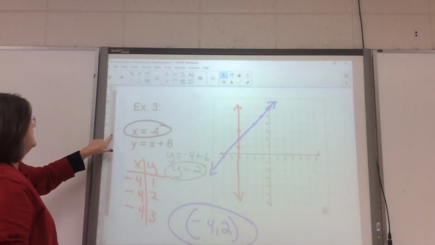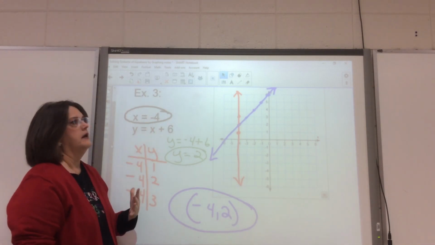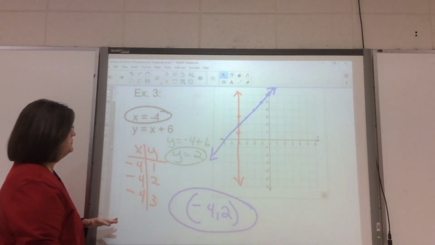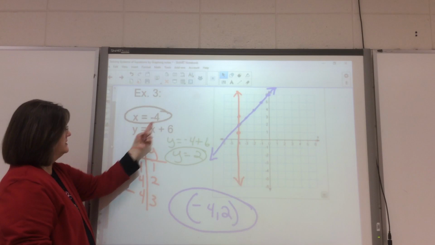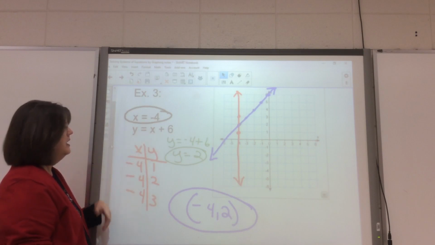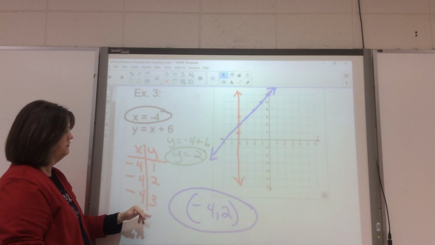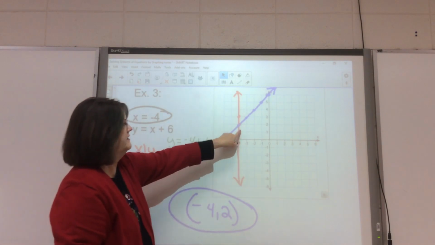This one is here because it is a vertical line. We have a vertical line, and those always seem to give you trouble. So remember to use an XY table. Put -4 in for x all the way down. Pick any other three numbers you want for y, just be sure that they fit on your graph grid. Then plot those points, and that gives us these points.